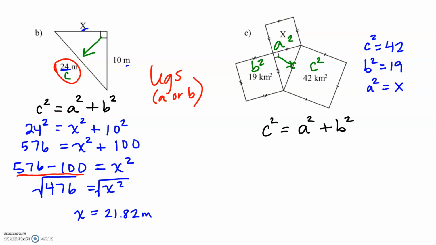So let's sub in. C squared is going to be 42. A squared we know is X, plus B squared is 19. Now notice that I do not write 42 squared, okay? That would be wrong.